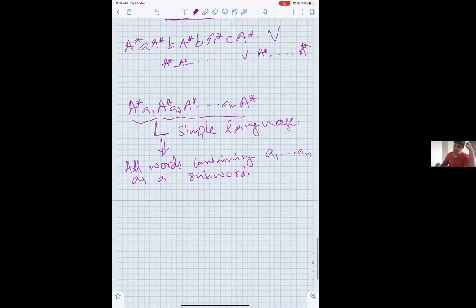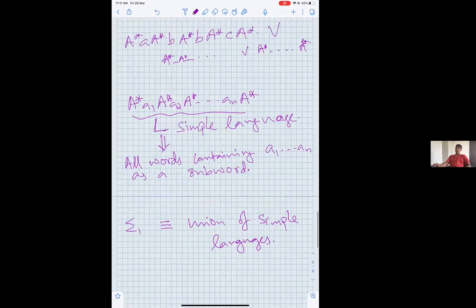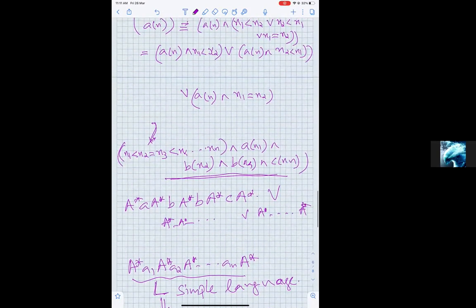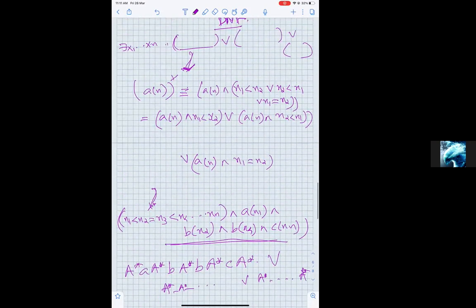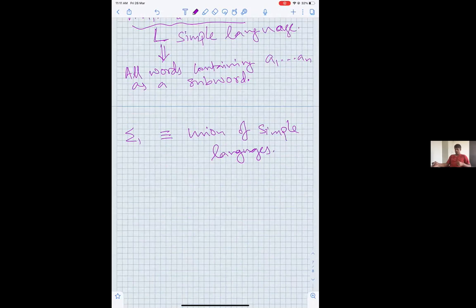So what can we say? Sigma 1 formulas, sigma 1 is equal to union of simple languages. Is that clear? That sigma 1 is equal to union of simple languages? Yeah. Okay. So it is a little more than that. We'll come to that because this has to do with some pretty heavy stuff.